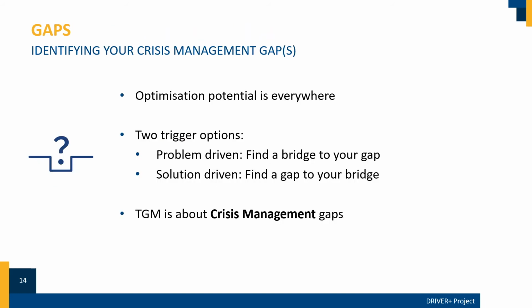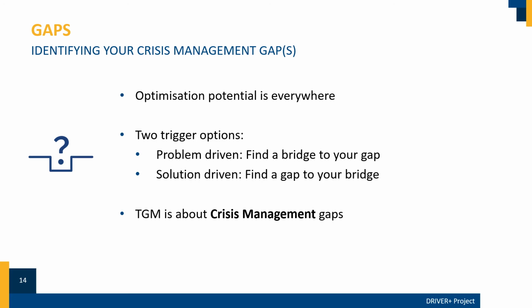Think about the current capabilities of your crisis management organization you are working in. Every day in our work, we face optimization potential. There are many things that can be improved. Sometimes these are only minor things. Sometimes they are quite annoying. And there are times when you just know this has to change. The moment you identify this kind of rock in your shoe, you can call it a gap.